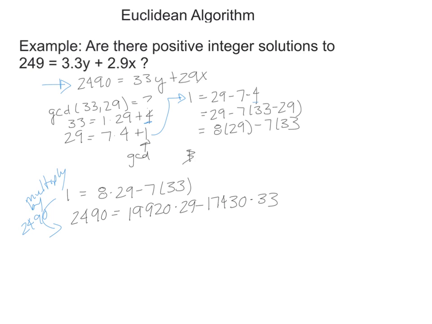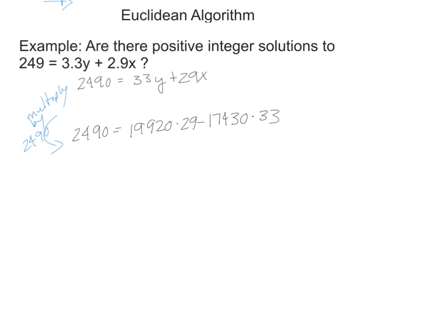And again, the thing that helped us go from this step to this step is that the greatest common divisor was a multiple of 2490. If it were not a multiple, this would not have worked. We would have been stuck. Okay, so to get positive integer solutions, we're going to introduce a couple of variables that'll allow us to shift things around until things are positive.